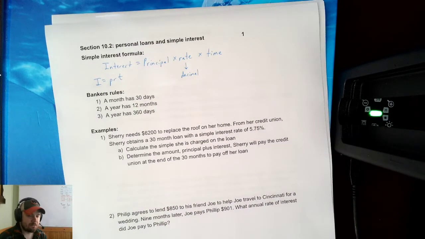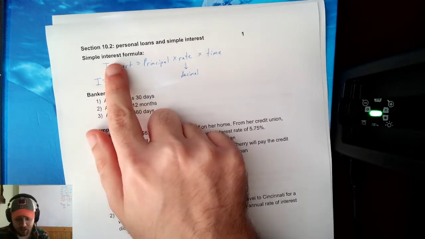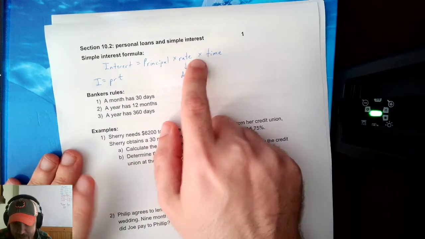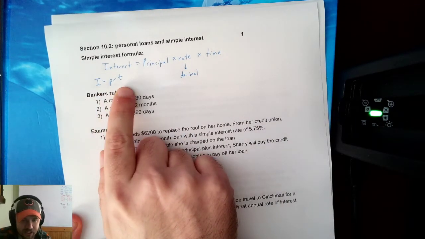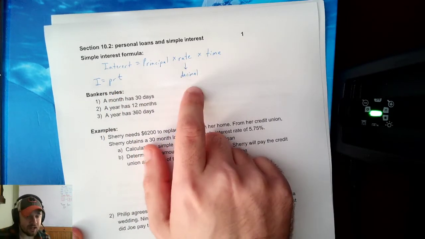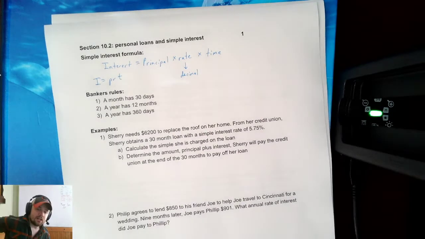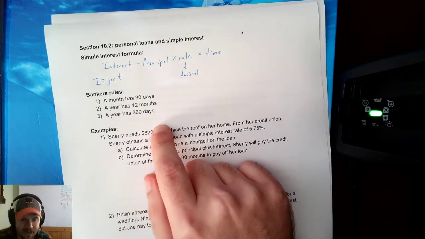Today we're going to be talking about Math 120, section 10.2, and this is going to be all about loans that involve simple interest. Now, we have seen the simple interest formula before, and I've already written it here for us. It's interest equals principal times rate times time. That's the simple interest formula. Remember, I equals PRT. And it's important to note that the rate is a decimal. It's usually given to us as a percentage, but we need to convert it into a decimal.